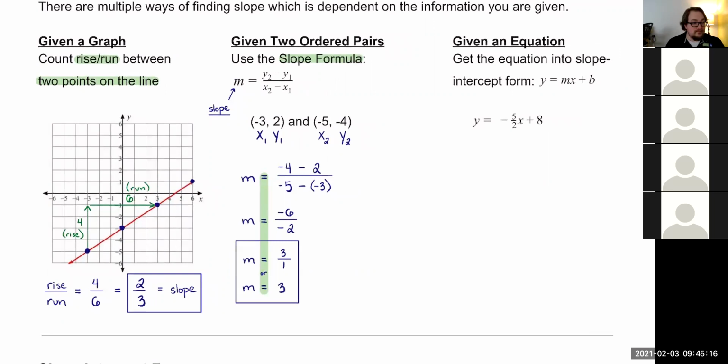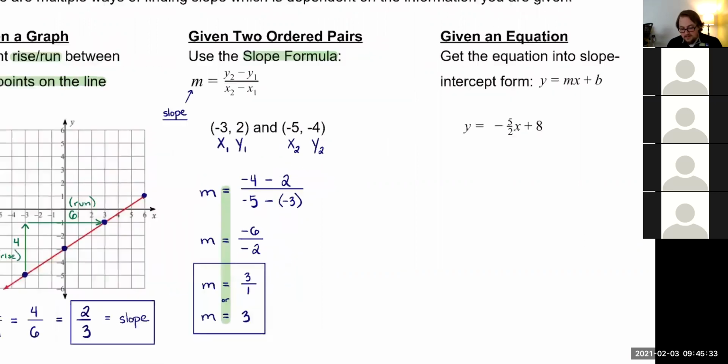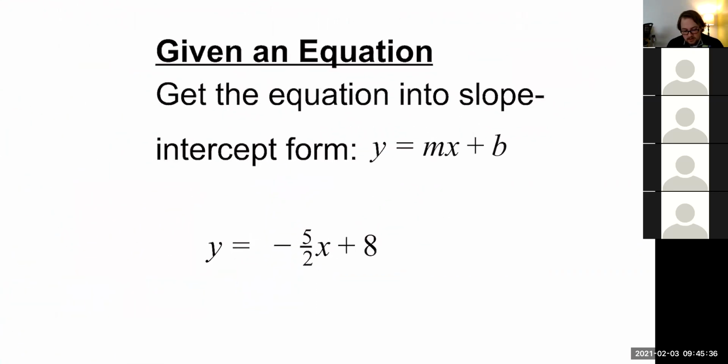Last one, probably the easiest, assuming that the equation is written in the format that we like. And you're going to hopefully by the end of today, or if not today, then tomorrow, become very familiar with this form called slope-intercept form. So when you're given an equation, if at all possible, we like to get our equation in what's called slope-intercept form.